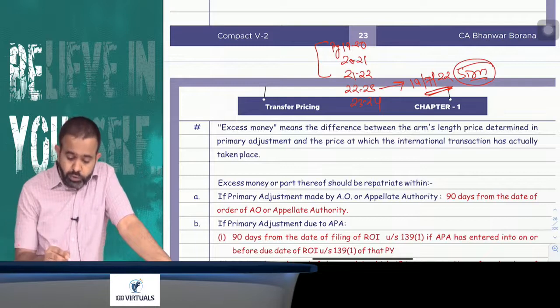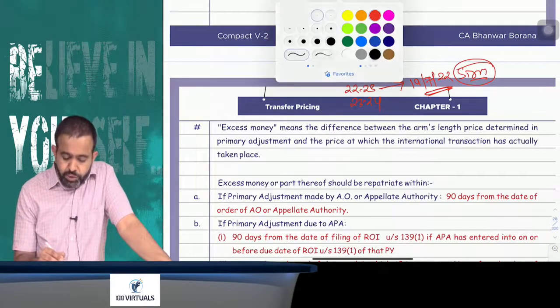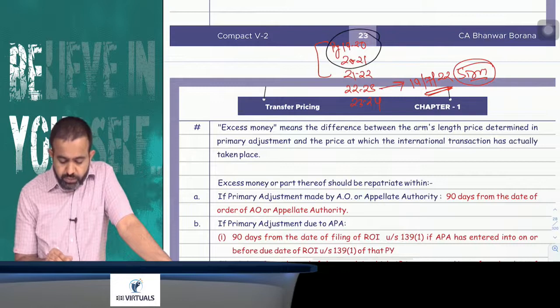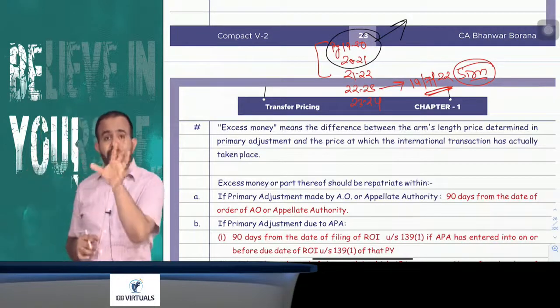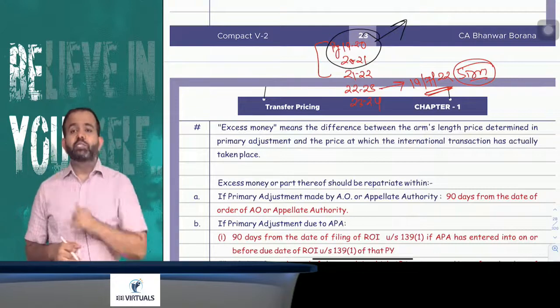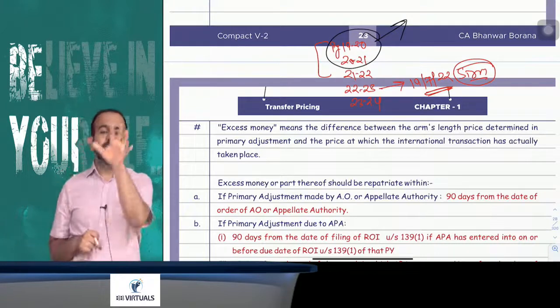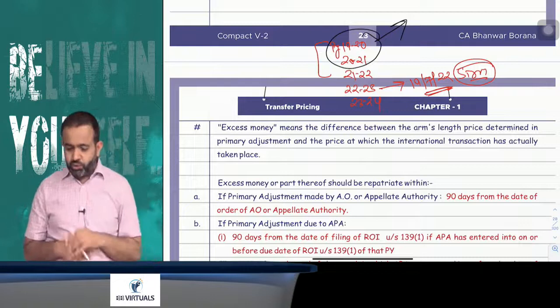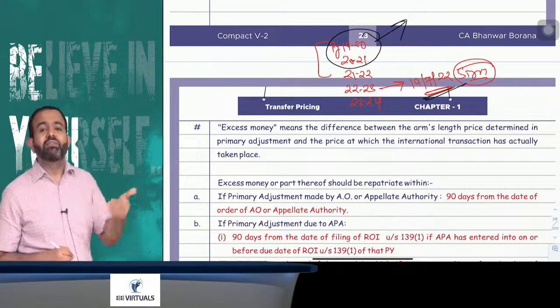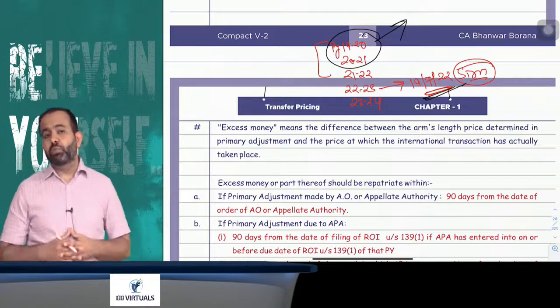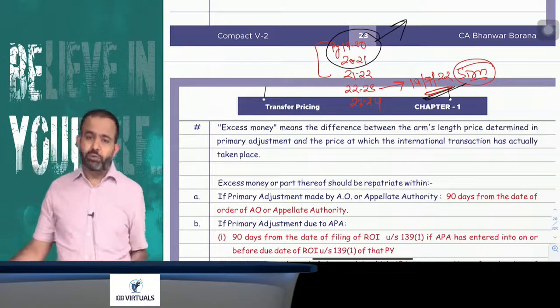But guys, for these 2 years, your date was already expired. So you have to repatriate that money in India within 90 days from the end of the month in which APPA was signed or entered. APPA was entered in the month of July, so the month end will be 31st July. After that, within 90 days, you have to bring that money into India. You got my point or not?